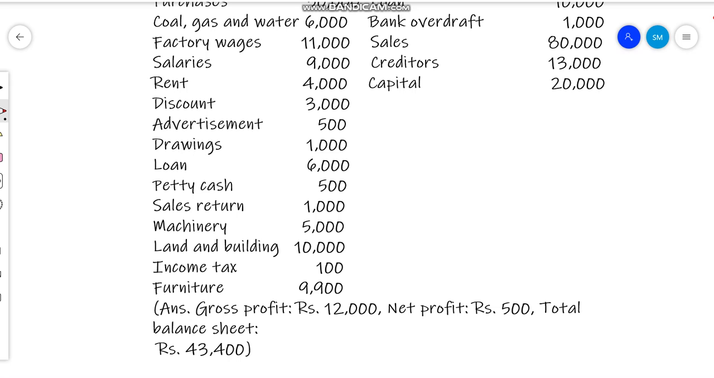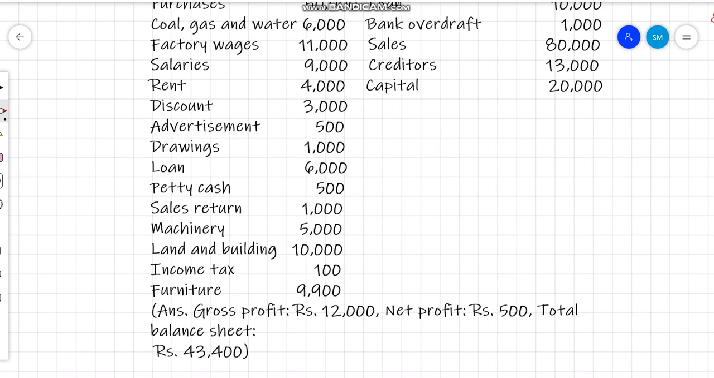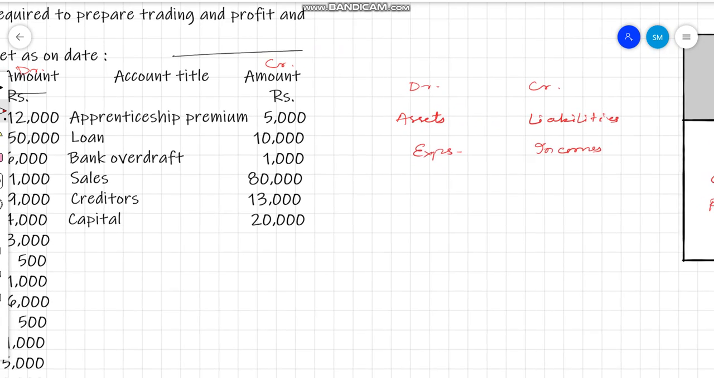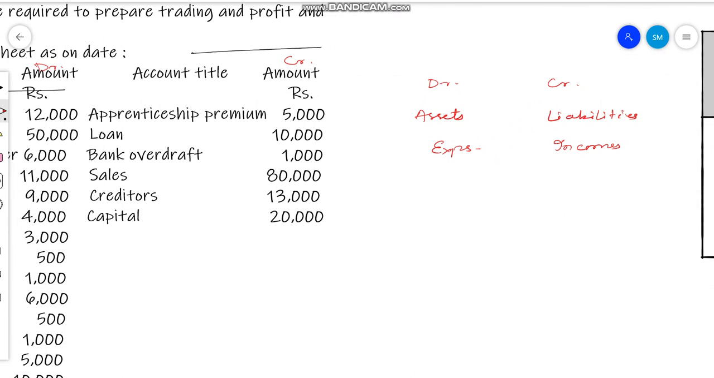Factory income, yes, sales is there. Apprenticeship premium is an income which comes under office income. It doesn't come under factory. It is a kind of premium or program where you are getting money which will directly go to the office. Office will keep that money and then utilize it. Loan is on the credit side. Credit side means two things can be there: either a liability or an income. I know loan here is not my income, so it is my liability.